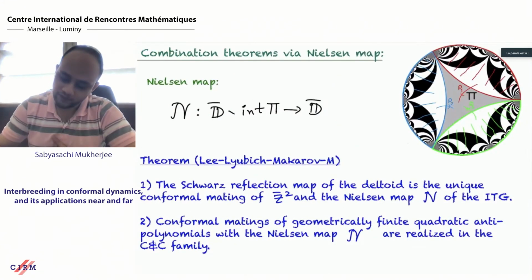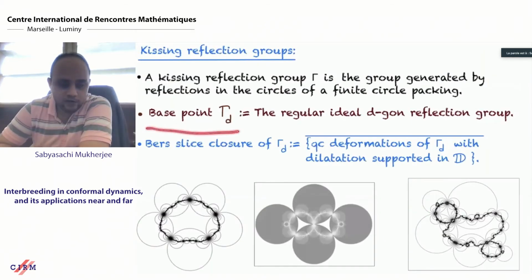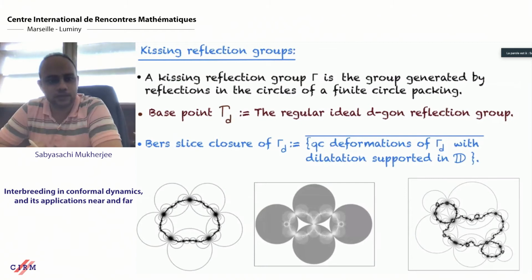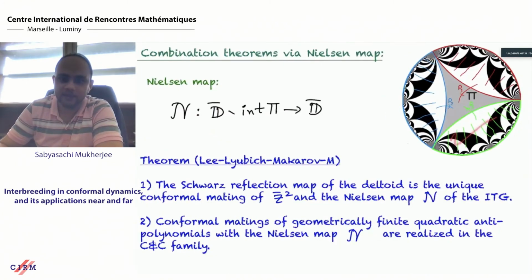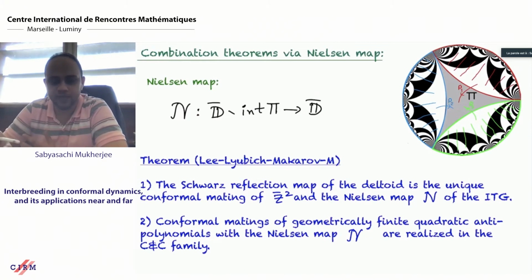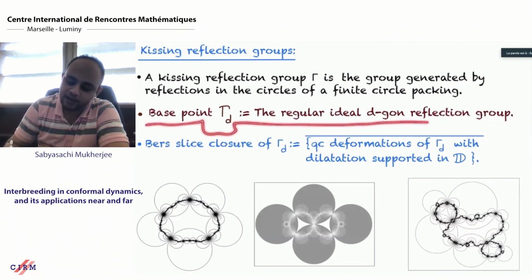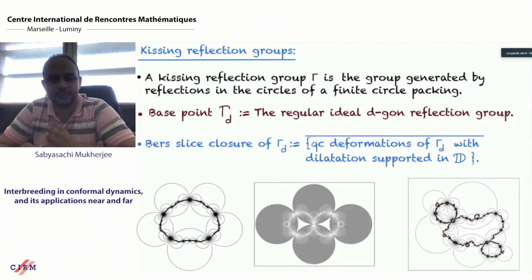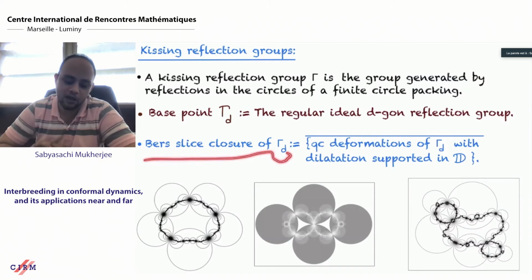So, for instance, gamma 2 would be this one. This base point is going to be important for us because beyond the ideal triangle case, reflection groups are not rigid, so they do have a whole Teichmüller space. And I'm going to think of the regular ideal d-gon reflection group as a base point in the Teichmüller space of such groups. And I'm going to work with the closure of the Bers slice of gamma d.